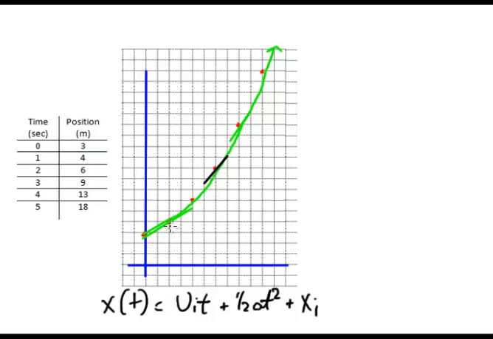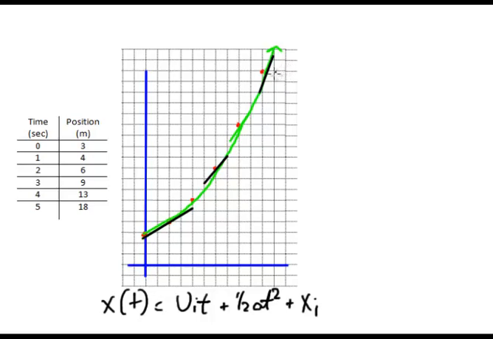Well, you notice if you look at some of these shapes here that the slope is increasing in positive value. Down here it's a smaller positive number, and up here it's a greater positive number. This tells us that the velocity is becoming a greater and greater positive number.